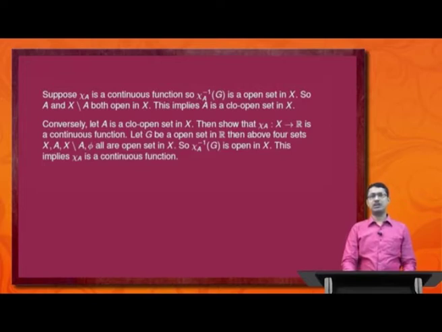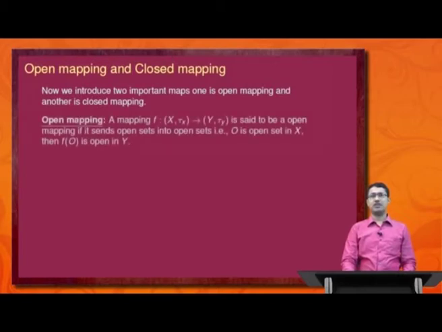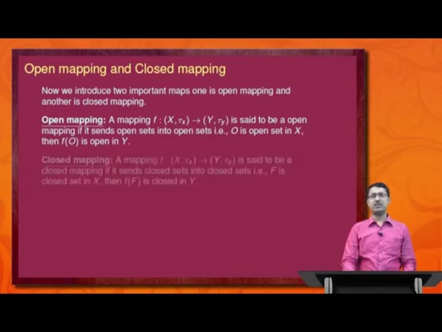Now we introduce two important maps. One is the open mapping and another is the closed mapping. Open mapping: a mapping f from X to Y is said to be an open mapping if it sends open sets into open sets. That means if O is open in X, then f of O is open in Y. For closed mapping, a mapping f from X to Y is said to be a closed mapping if it sends closed sets into closed sets. That is, if F is a closed set in X, then f of F, the image of F under the mapping f, is closed in Y.